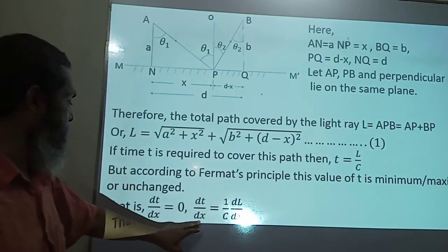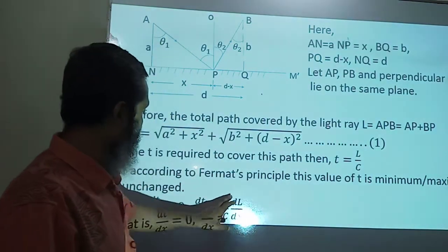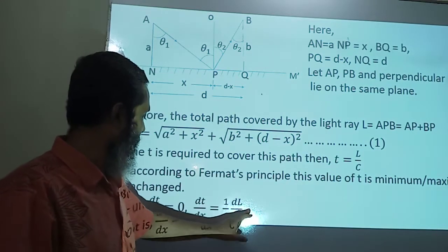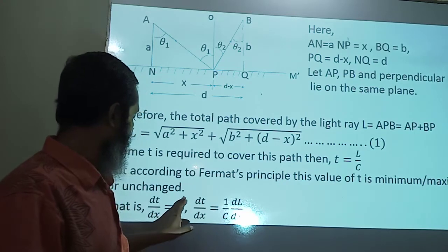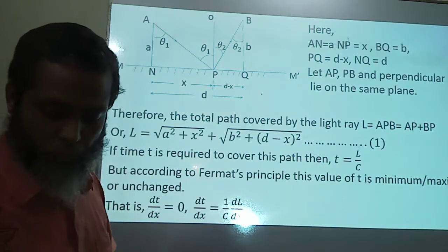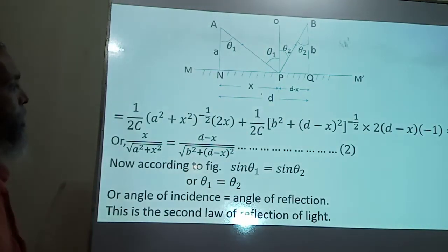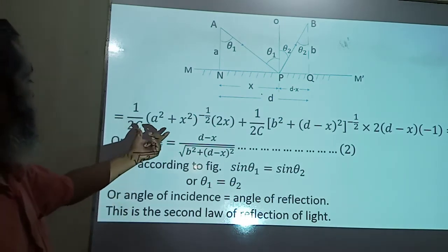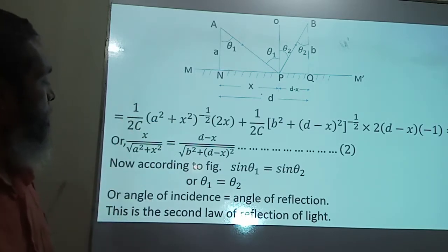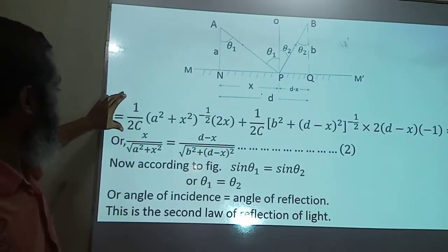That is, dt by dx is equal to 1 by c dL by dx. We know L is a constant, so if we differentiate this L with respect to distance, then we get 0. So the total term is 0. That is, instead of 0 we can write 1 upon c dL by dx. Now if we differentiate L with respect to x, then we get these two quantities.